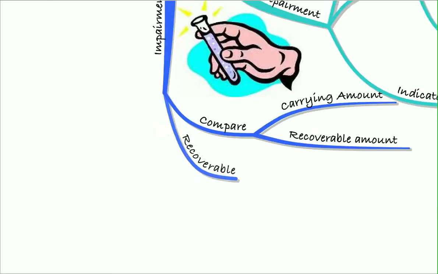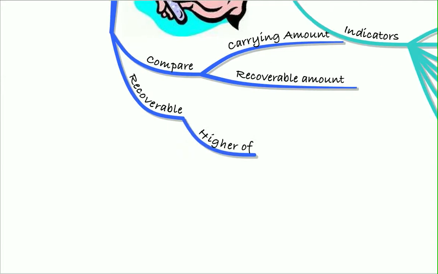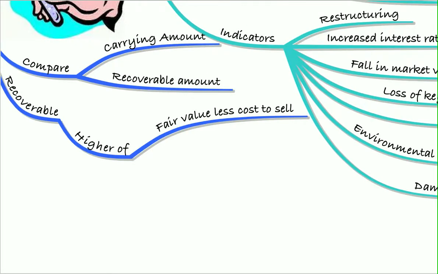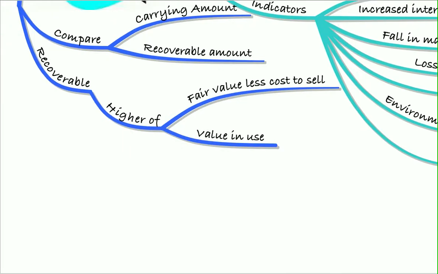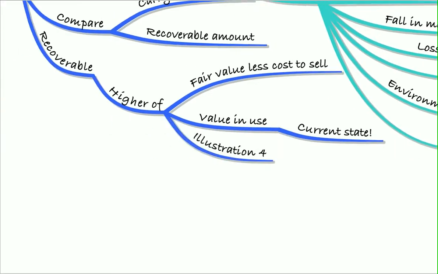And we need to know that to calculate the recoverable amount, we compare the higher of the fair value less cost to sell and the value in use. So we compare those two and use the higher as our recoverable amount, and that's the value in use in the current state of the asset without any improvements. So we did that in illustration 4.